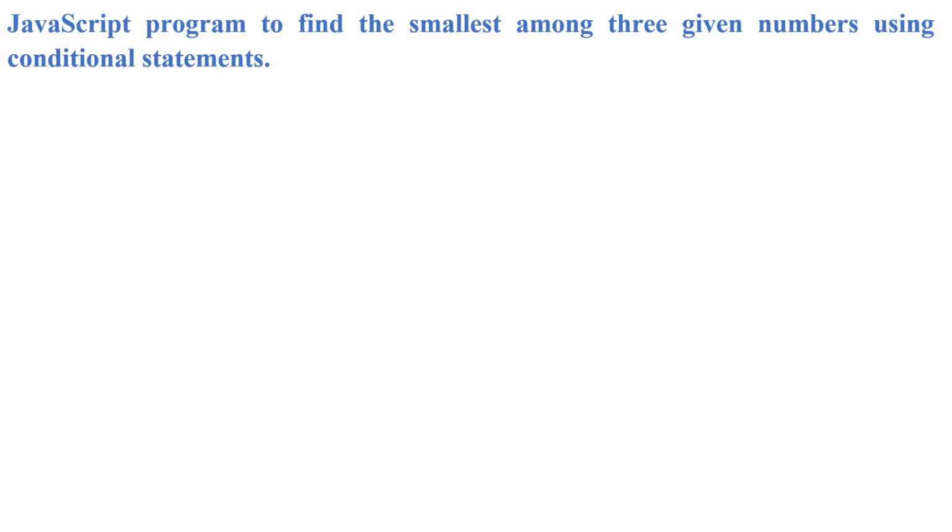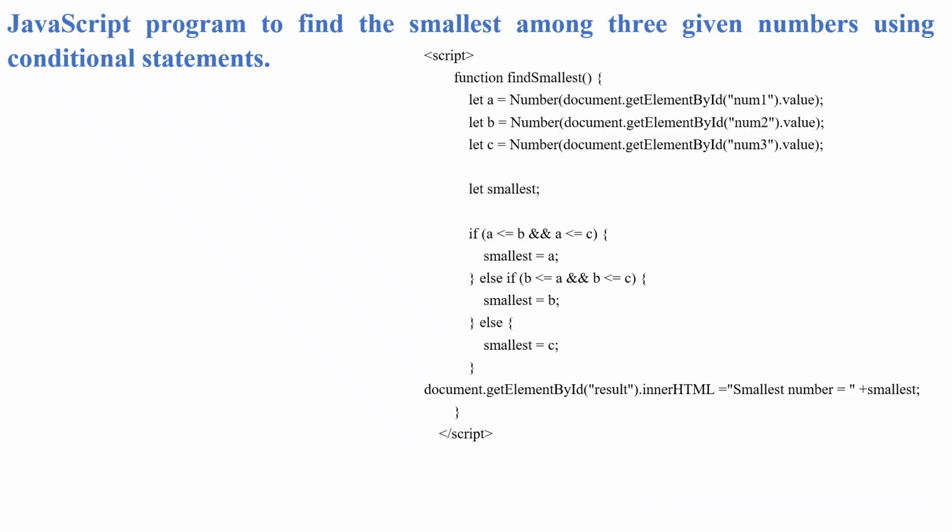The next program is to find the smallest number among three given numbers using a conditional statement. We need to enter any three values and find which is the smallest. In the script, we need three numbers, because in this question it is mentioned among three given numbers. So let's consider them as A, B, and C. Then the comparison is done, and finally we must display the smallest value.